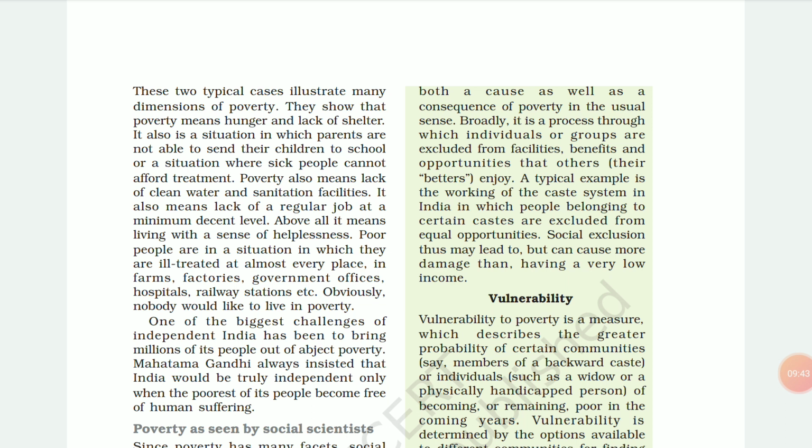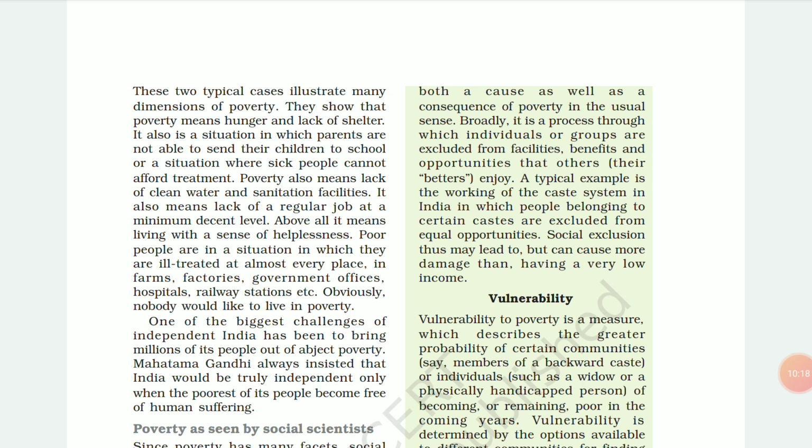Poverty also means lack of clean water and sanitation facility. It also means lack of a regular job at a minimum decent level. As I said, they do not have a clean sanitary facility. Apart from that, they do not have a regular job. It is not that if Ram Charan is earning 1500, he will be earning it throughout the year. It is not so. Rather, now he is earning, but maybe after a month or two he might lose his job. In such a situation he has to work.